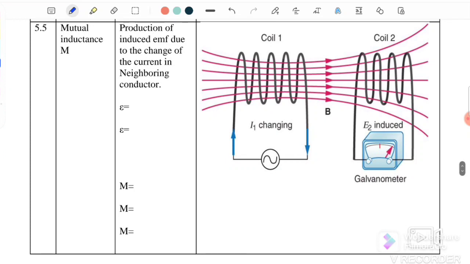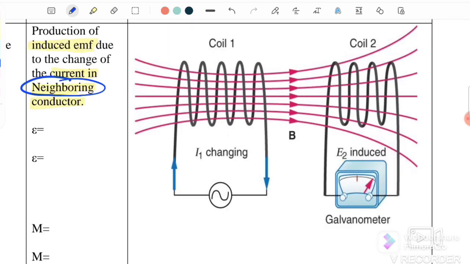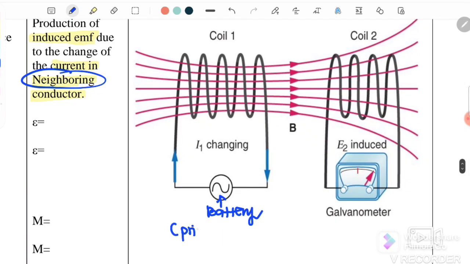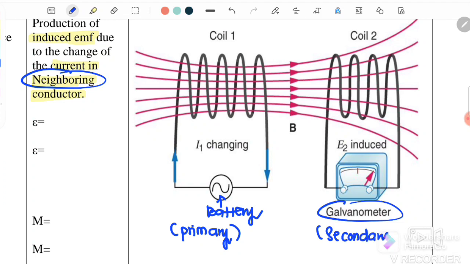Okay, next 5.5, mutual inductance. Mutual inductance is the production of induced EMF, similar to just now, but this induced EMF is due to the change of the current in the neighboring conductor. So because the current in the neighboring conductor is changing, it will induce EMF. Here we have two coils. Coil 1, which has the battery or the power supply, we call it primary. The one with the galvanometer, we call it the secondary coil.